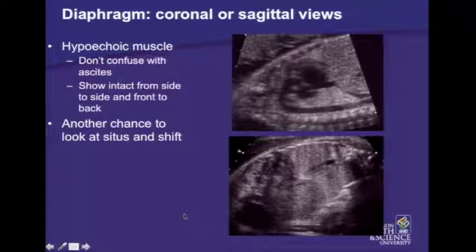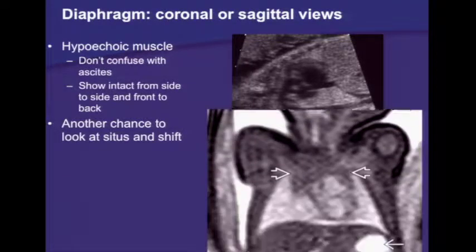Another standard view is visualizing the diaphragm. The diaphragm is a hypoechoic muscle. We don't want to confuse it with ascites, and we want to show that it is intact from front to back and really from side to side. It is yet another chance to look at situs and to look for cardiac shift. And therefore, it is recommended as part of the detailed exam of the fetus.